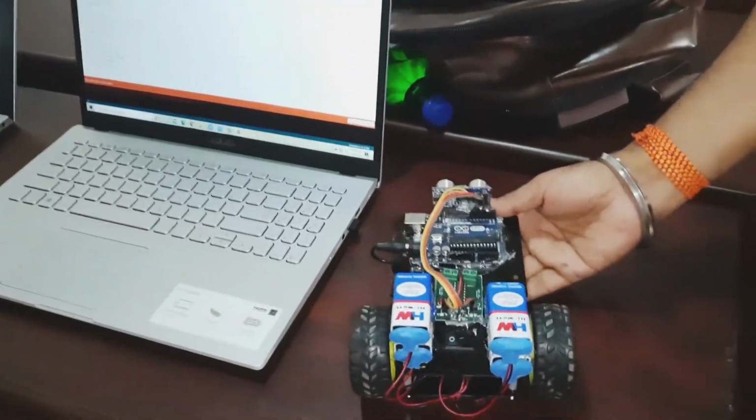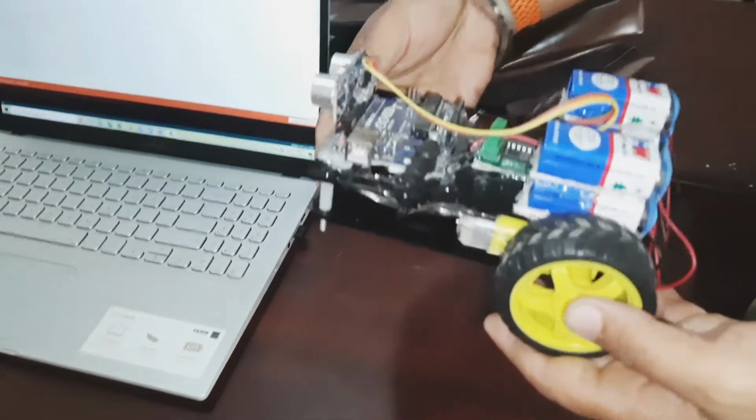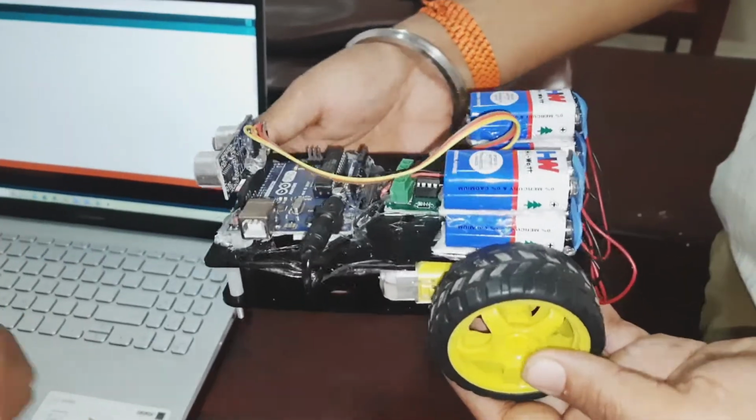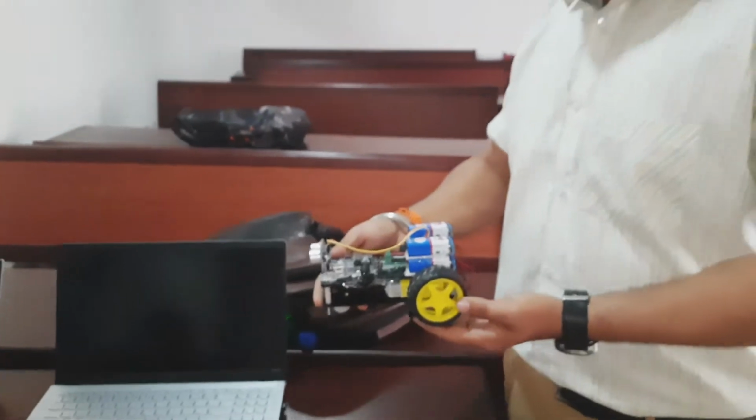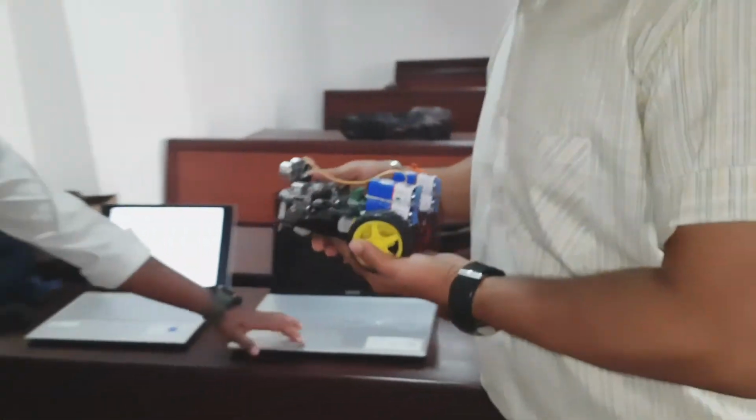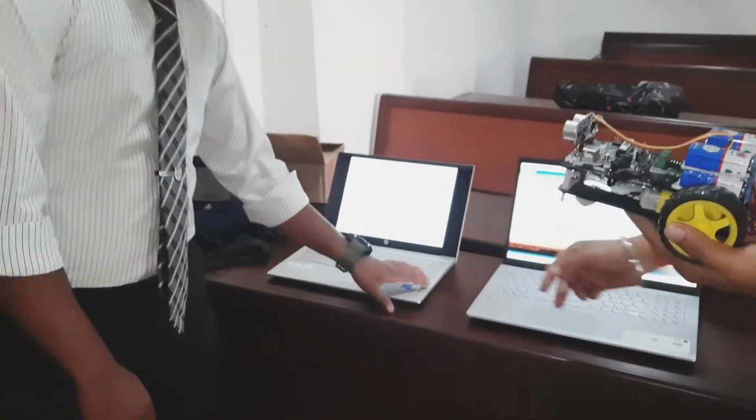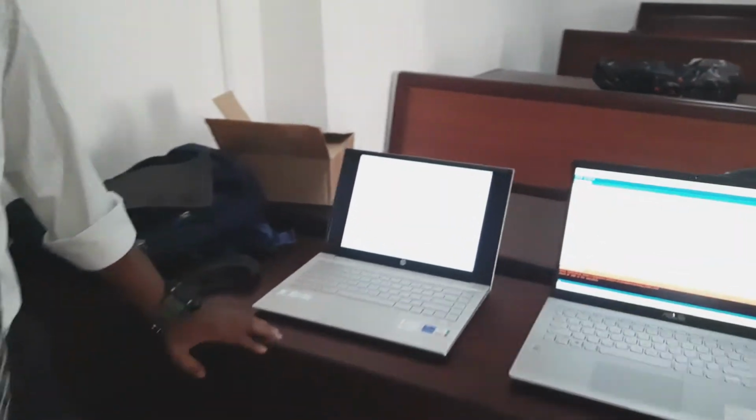Then here are our merits. This is our project, the actual vehicle they are talking about. This is the pathfinding robot. Okay, first let's go to the algorithm portion. This is the algorithm.